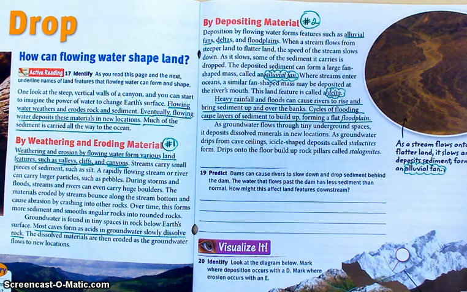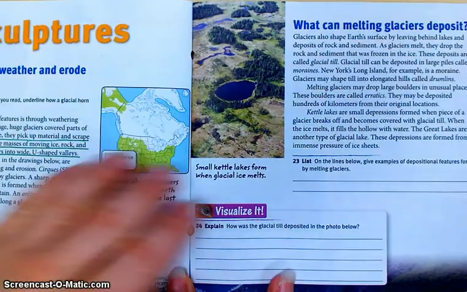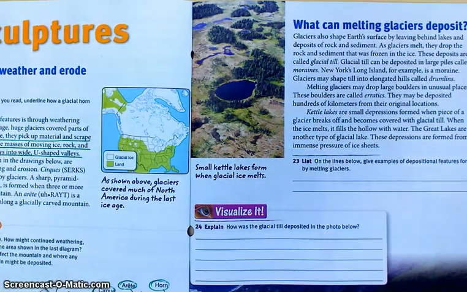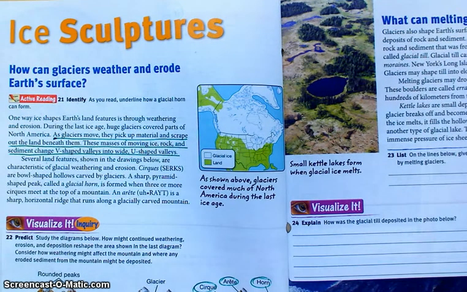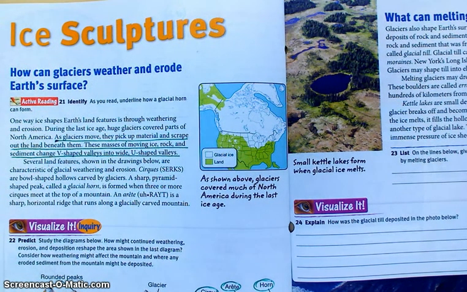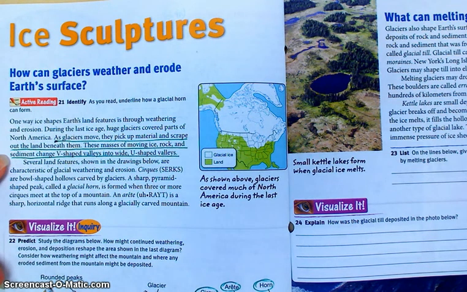All right, let's go to page 380 and 381 and just kind of finish up. How can glaciers weather and erode the Earth's surface? Well, remember that glaciers act kind of like a big bulldozer. They pick up material and scrape out the land beneath them. Glaciers are going to move ice, rock, and sediment, and they're going to change valleys that may be V-shaped into wide U-shaped valleys. Okay.